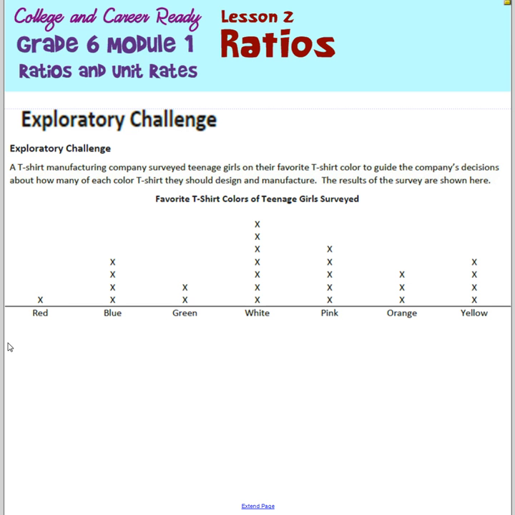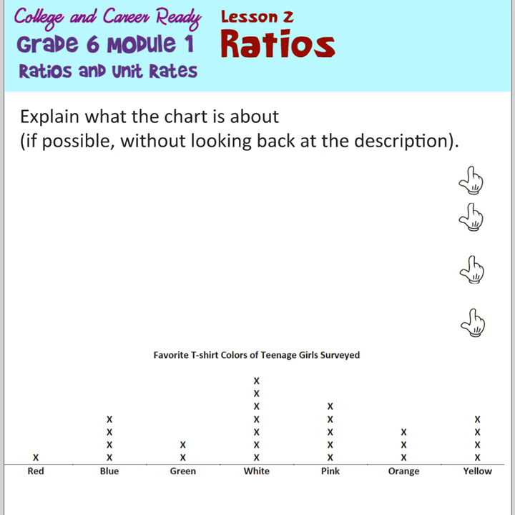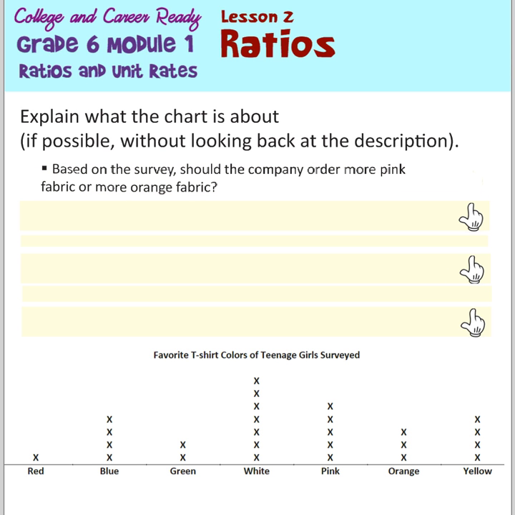So each X represents one vote. One person wanted a red t-shirt. 4 people said their favorite color was blue t-shirt. 2 people said their favorite color t-shirt was green. So you get the picture. Just to practice that, I'm going to ask some questions here. You don't have to write this down anywhere. Here we go. Should the company order more pink fabric or more orange fabric? What do you think?